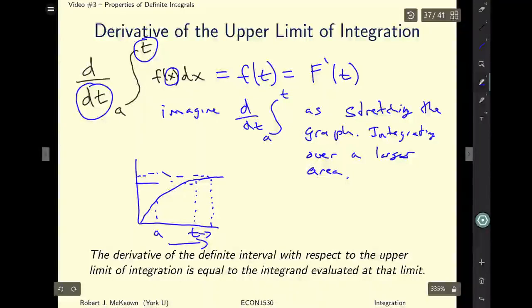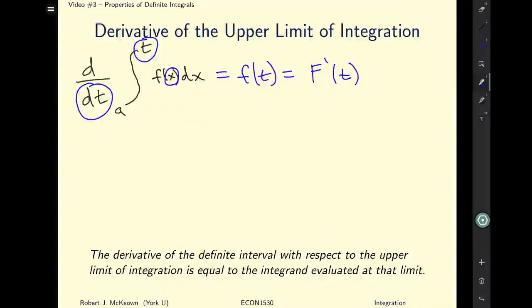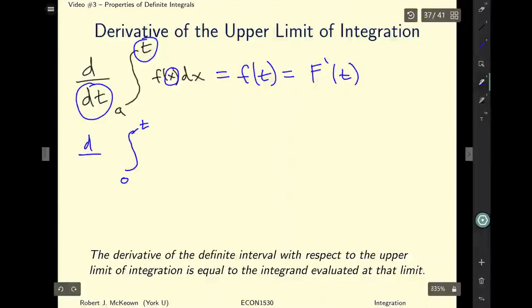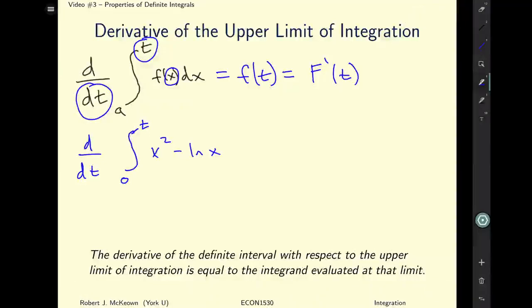And well, I'm going to erase everything. Now maybe I didn't erase everything. Let's take a look at an example. So suppose I just have t up there, and I've got 0 down here, and I want to find the derivative with respect to t of the function x squared minus log x. Put it in brackets, dx.